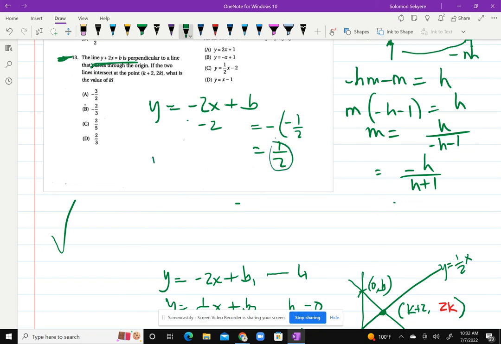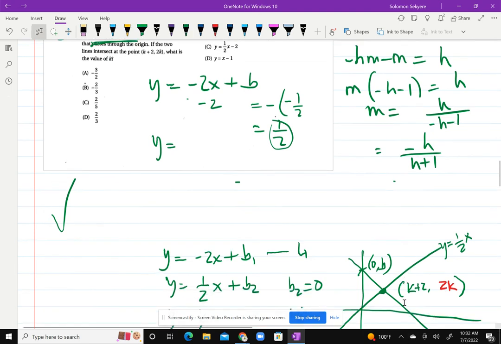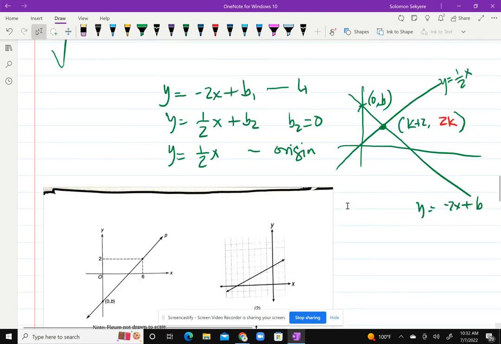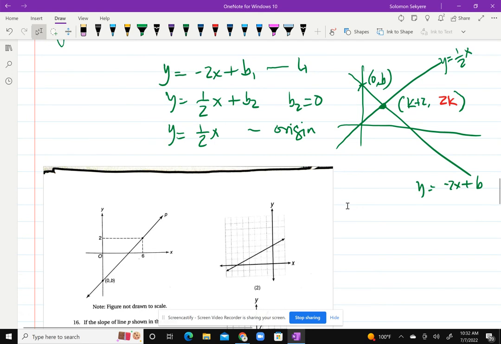So the equation of that line is y equals, if the first one is L1, let's say the second line is y equals half x plus another intercept. We don't know it, but you're told that the line goes through the origin, so that intercept equals 0. So this is the equation of the other line.